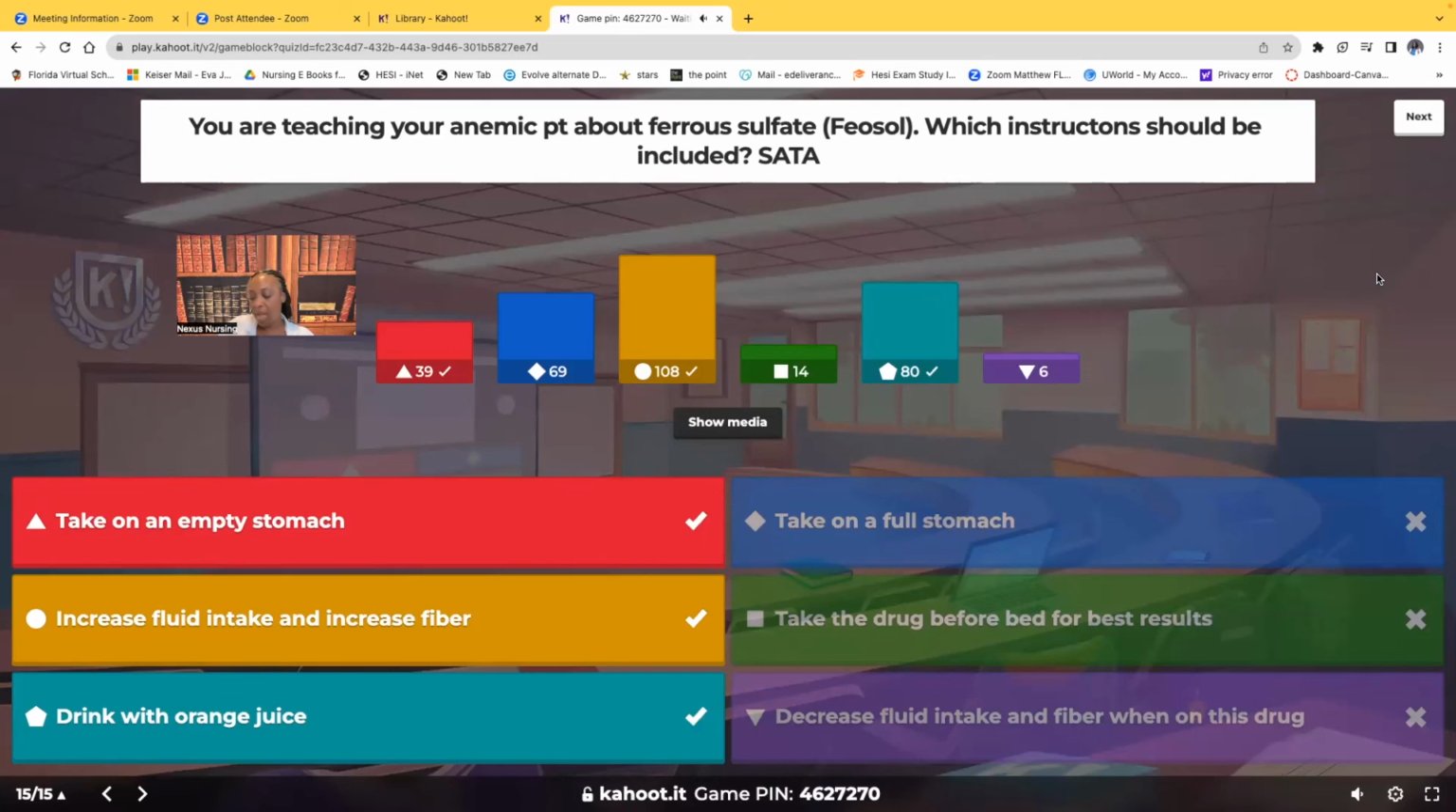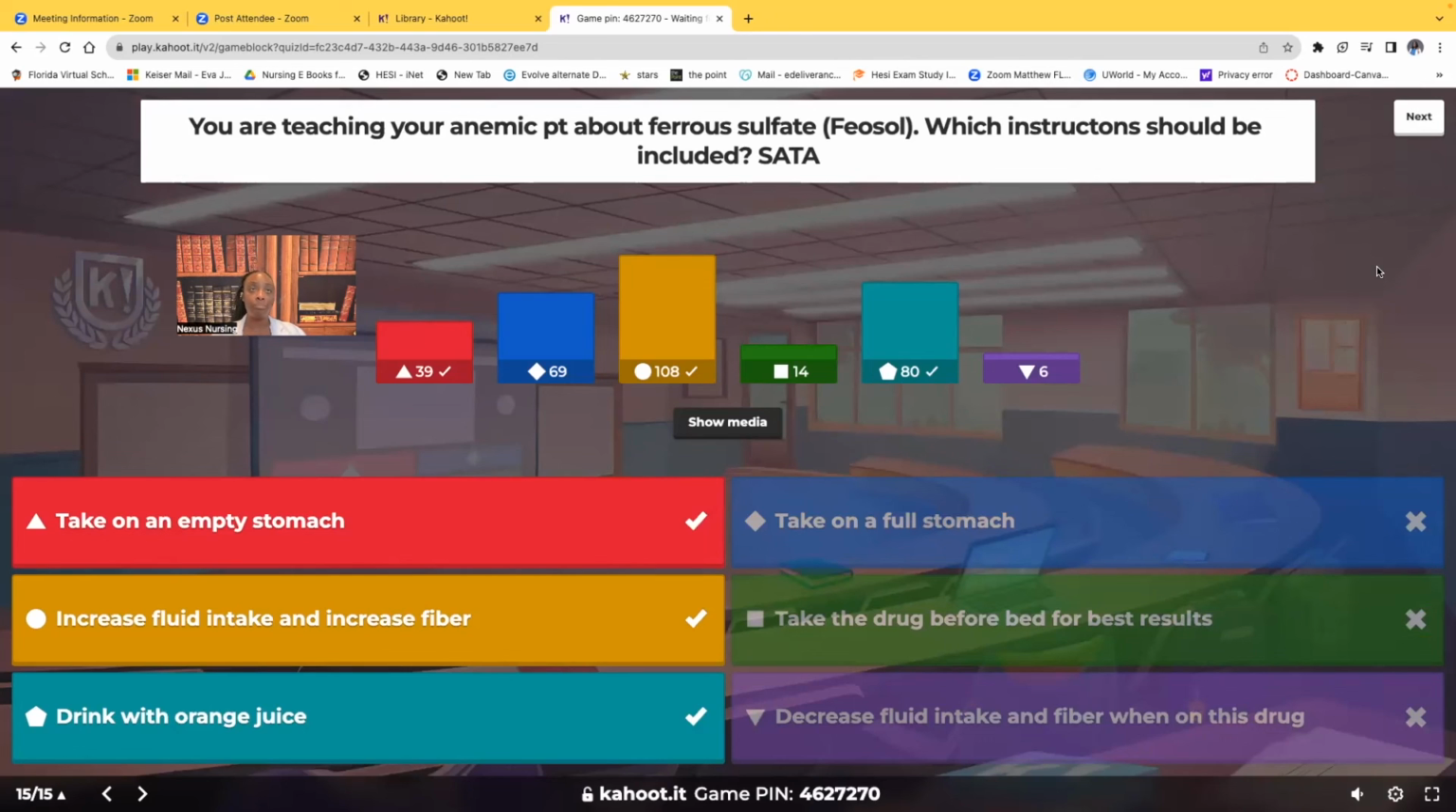Wow. All right, let's talk about this. First of all, ferrous sulfate. What is that medication? What's it known as? Those in the live, please type it in. What is ferrous sulfate? Iron. Fancy word for iron. Your patient's taking iron. What are we going to teach them? We're going to teach them to take it on an empty stomach. Only 39 of you guys chose this. Let me tell you something. You need to know that. Iron needs to be taken on an empty stomach.